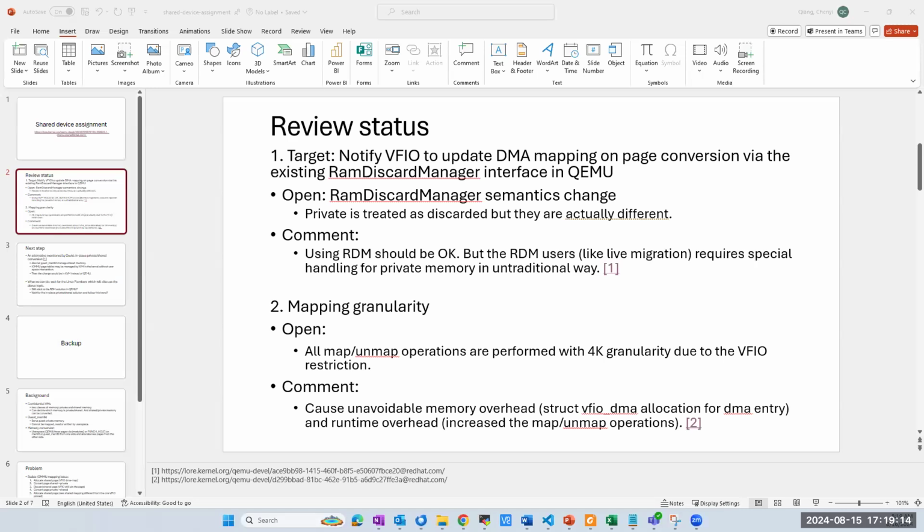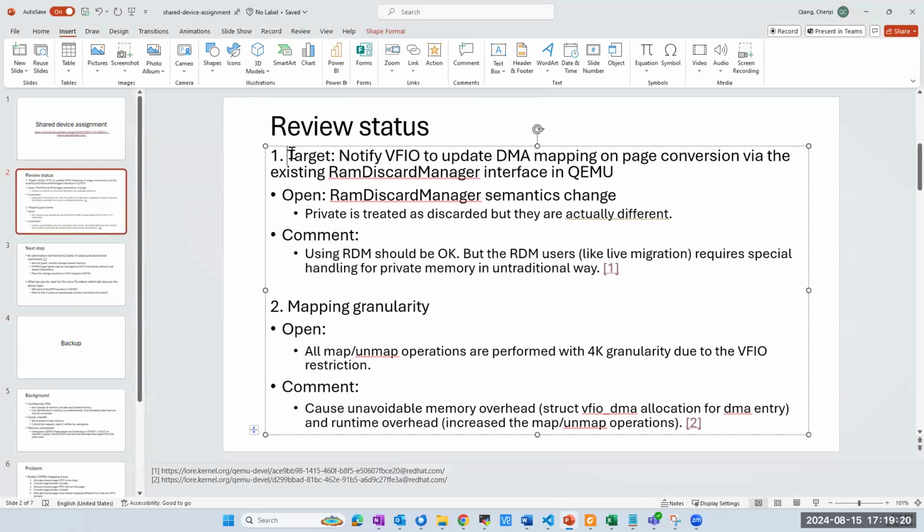Yep. Yeah, I just listed some review status here. The first one is the RAM discard manager semantics change due to private memory. Private is different from memory unplugged, so private memory should be treated in an untraditional way. Yeah, so this is one comment.